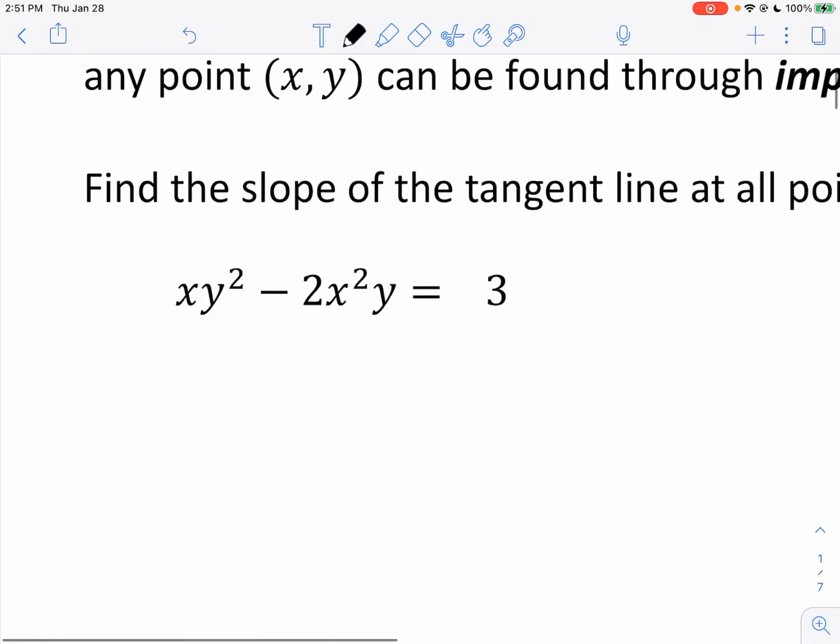You take your equation exactly as it's written. You can even move pieces around if you'd like. For example, if you want to solve for y first, you can, if that's possible, or solve for x first, if that's possible. Or you can just differentiate it exactly as you see it. And you do a derivative of both sides with respect to x.